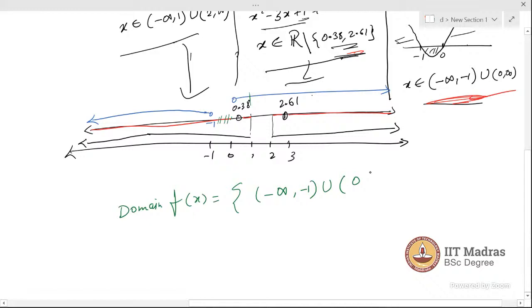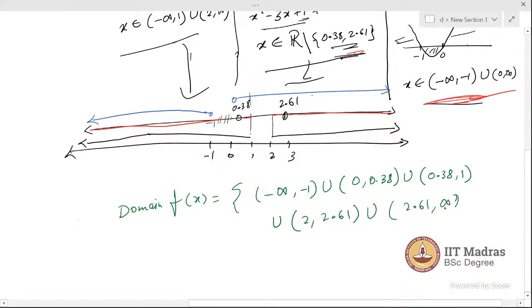Yeah, open bracket, right? So I can take zero, but I can take only up to 0.38. So 0 to 0.38, correct? Union 0.38 to 1, correct? Then union, what else can we have? 2 to 2.6, 2.61. And union 2.61 to infinity.